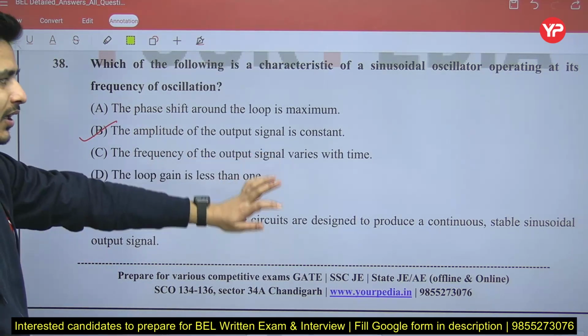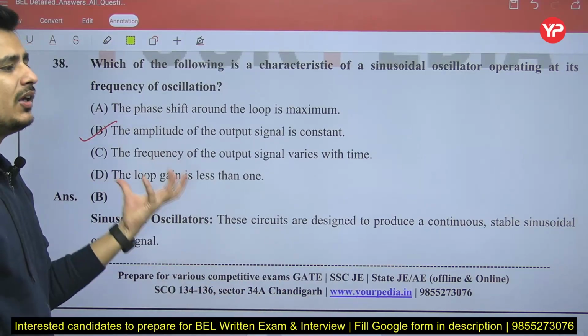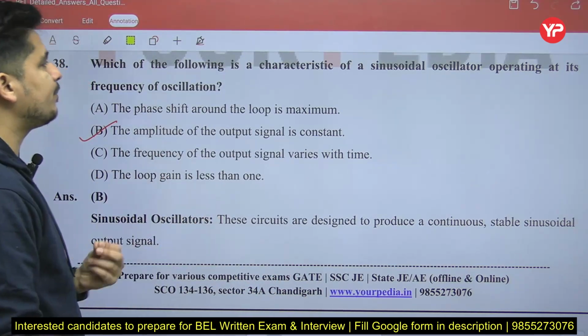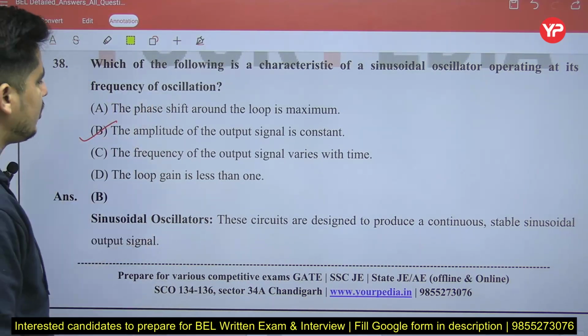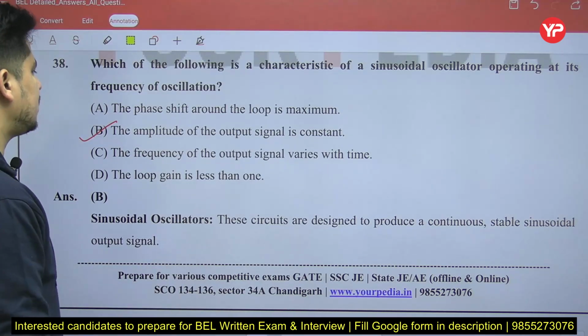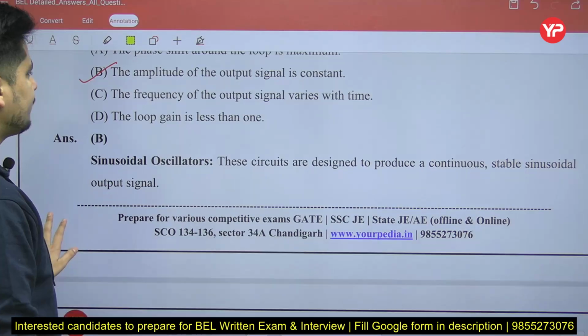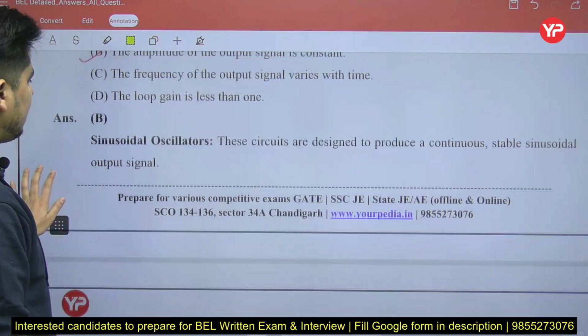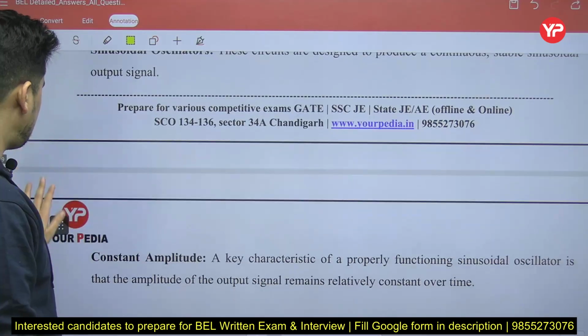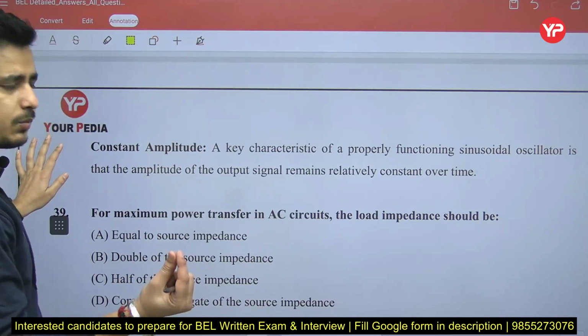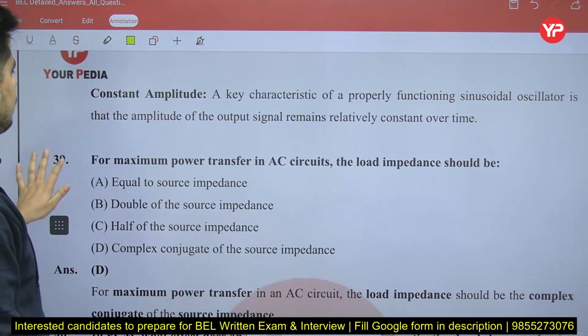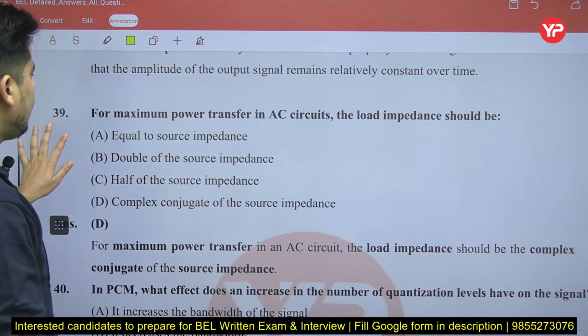Frequency of the output signal will vary with time. See, in the oscillator, if it is operated at its oscillation frequency, the frequency will remain constant, and the loop gain is always 1 when it is working, right? And generally in practical cases, we take the loop gain slightly greater than 1, right? So what will be the answer? The amplitude will be constant.